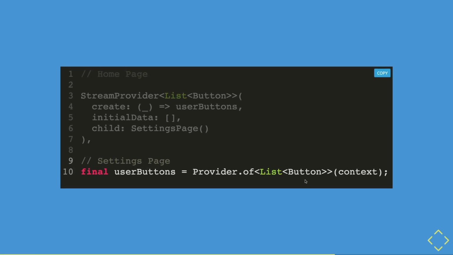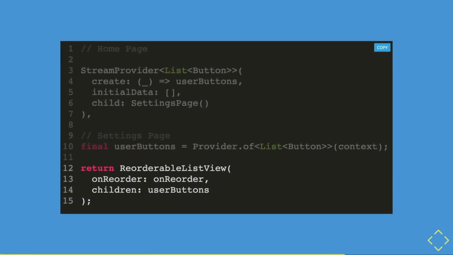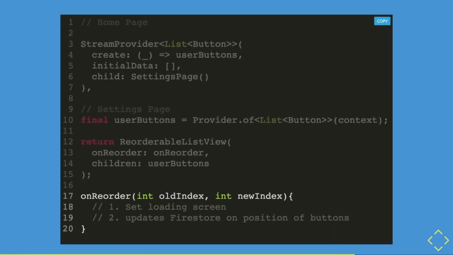So it starts with getting the user's buttons from the Provider.of context. Then we have our ReorderableListView, which takes in two primary parameters, an onReorder function and children, which represent a list of widgets. The onReorder function has two arguments, the old index and the new index. I'm not going to show the whole code of the onReorder function. What it basically does is first set the loading screen, and second update the Firestore database with the updated position of the buttons. So this is the initial app.